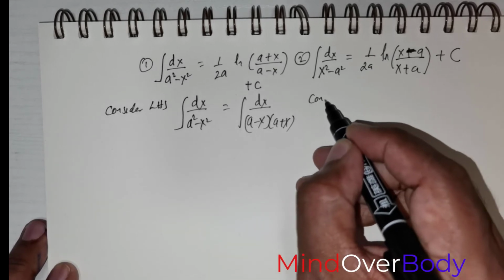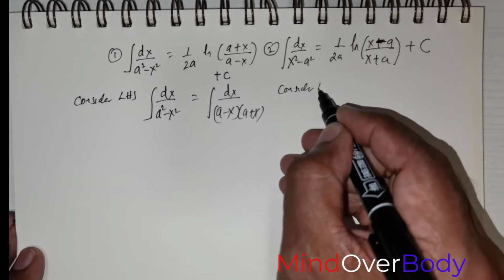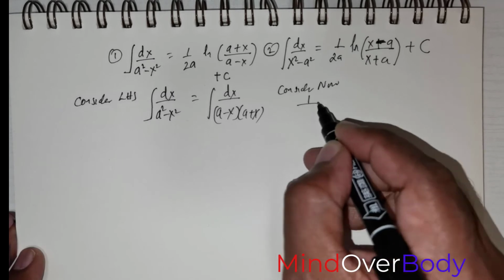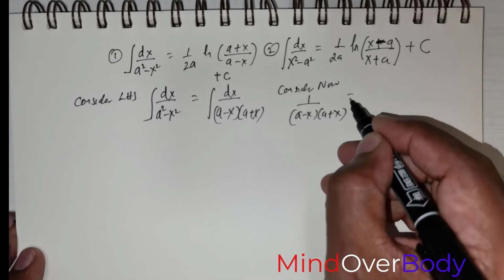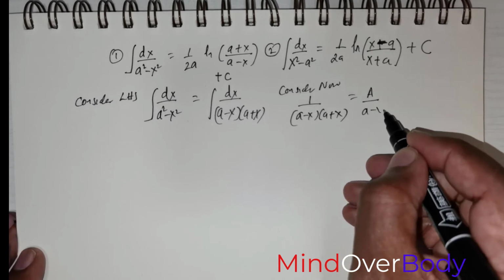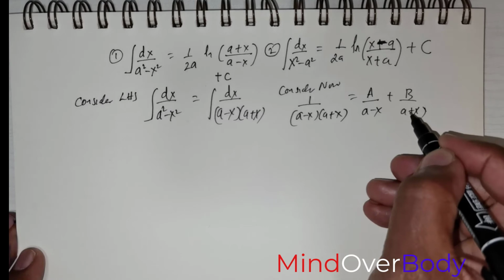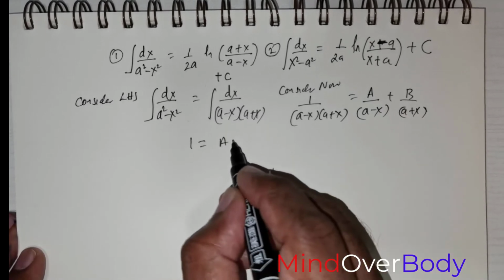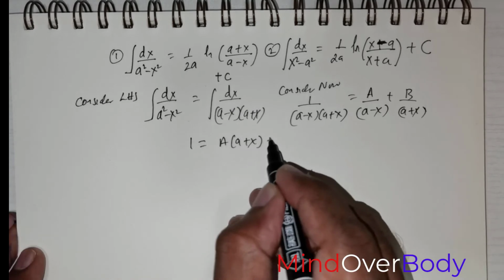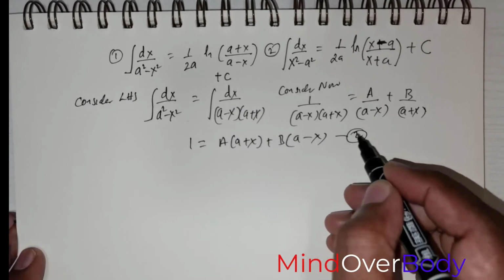Now let me consider 1 over (a minus x) times (a plus x). This is going to be equal to A over (a minus x) plus B over (a plus x). Now if I cross multiply, I get 1 is equal to A times (a plus x) plus B times (a minus x). I take this as equation 2.